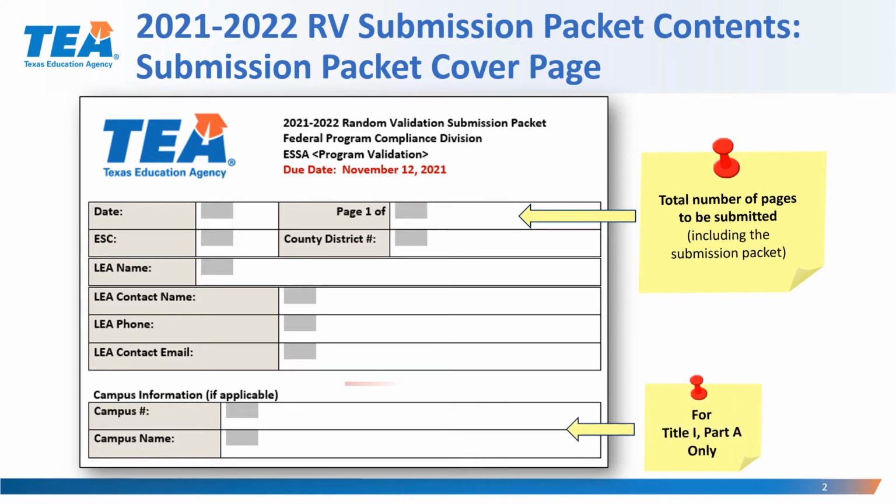Please note that the campus information referenced below will only be requested for Title I Part A, since Title I Part A is the only random validation that will specifically be requesting documentation from the campus level.